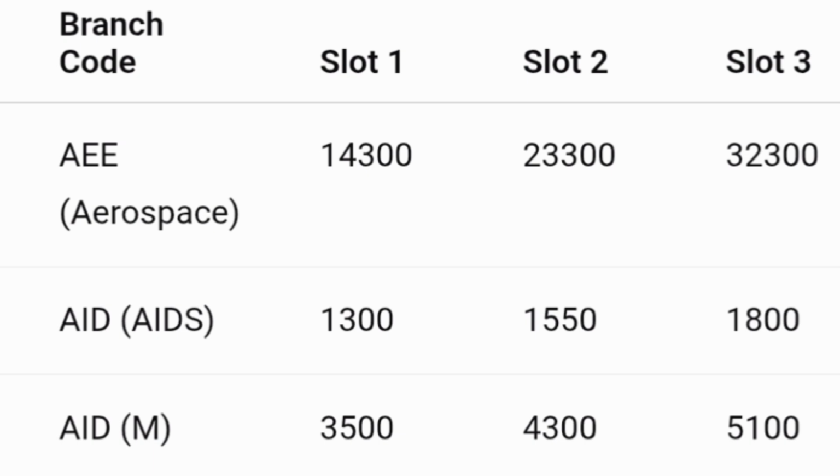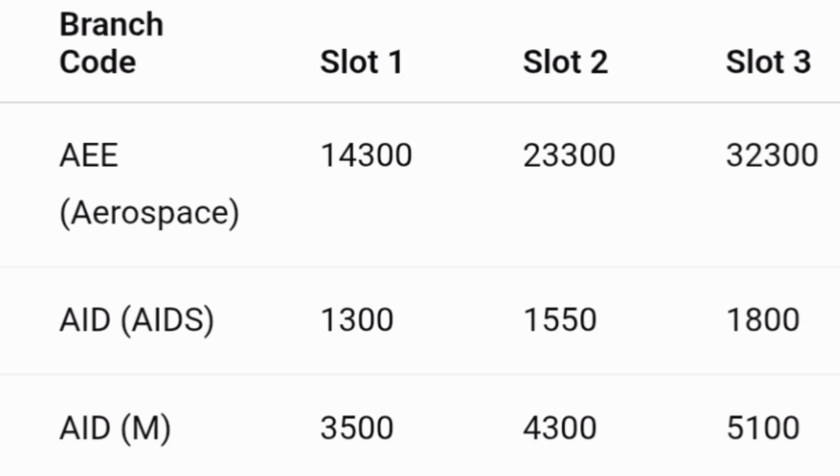So this is the expected cutoff for different slots for the Coimbatore campus, which is the main campus, in the highest demand. Slot 1, slot 2, slot 3 are nothing but the different fee slab categories based on the scholarships. So these are the three scholarship categories. If I start with the first one, aerospace engineering branch, easily you can get in around 14,000 ranks in slot 1 or slab 1, and slab 2, 23,000. Slab 3 can go to 32,000, right?